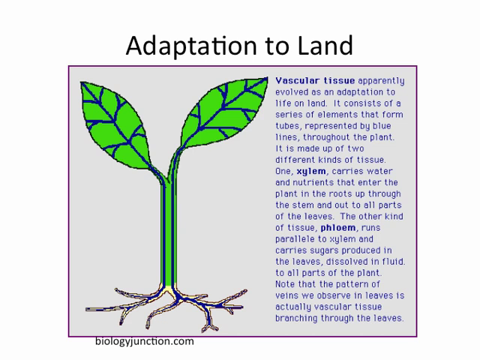Note that the pattern of the veins we observe in leaves is actually vascular tissue branching through the leaves. So you can see here the blue lines. Those are showing you the vascular tissue, which are the tubes, and notice how they are running all the way down to the root.